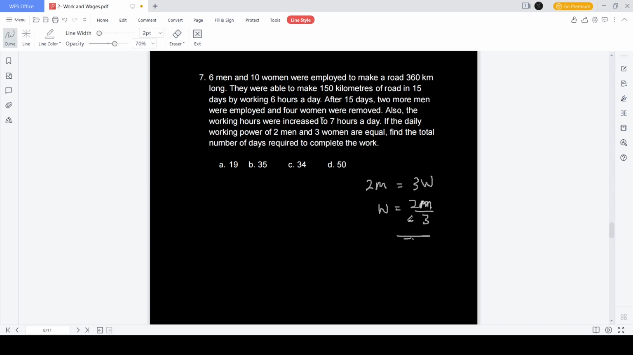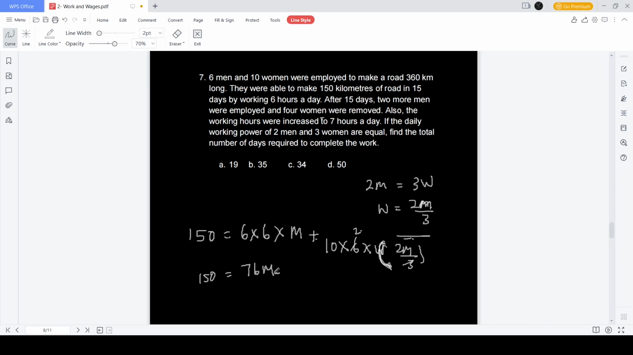So the first thing we have is here. Now what we need to do is 150 kilometers is equal to the work men did plus the work women did. The work men did is 6 hours a day into 6 men into the working power of 1 man, plus 10 women into 6 hours a day into the working power of 1 woman. And this working power of 1 woman can be written as 2 into m by 3. So this and this cancels, this comes 2 times. So 150 is equal to 36m plus 40m.